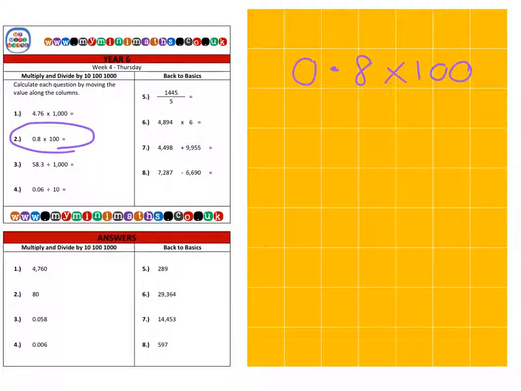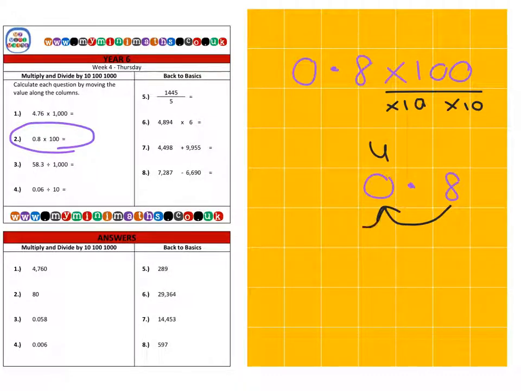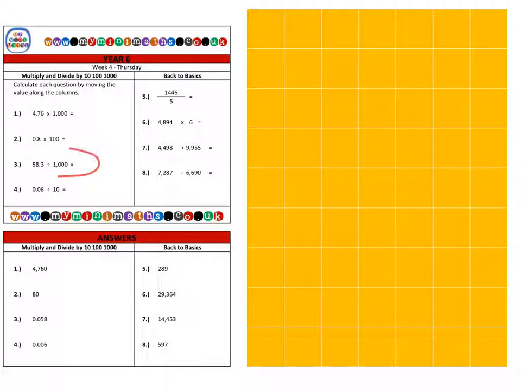So if we take our number, which is 0.8, and because we're multiplying by 100, that's the same as saying times 10 times 10, and we're going to move our 8 digit, our 8 tenths, 2 spaces bigger. So first of all, we're going to move into the units and then again into the tens. So we end up with a final answer of 80. And next we're on to question 3.